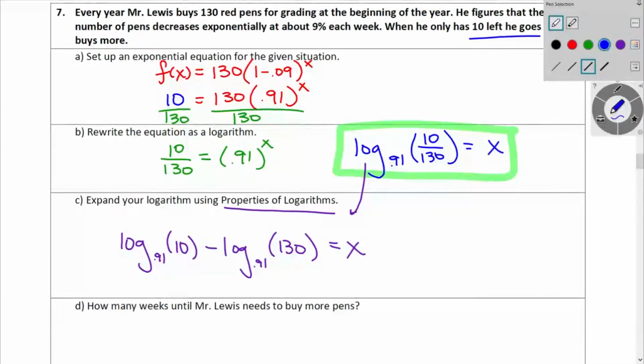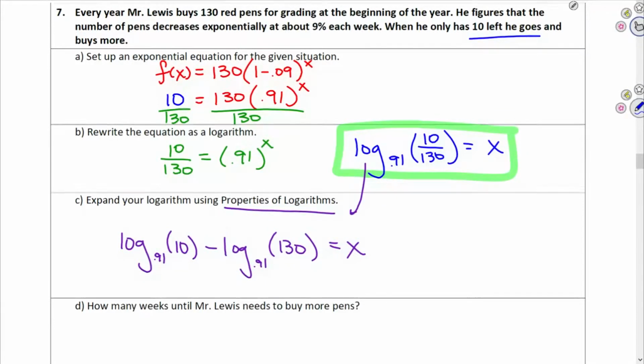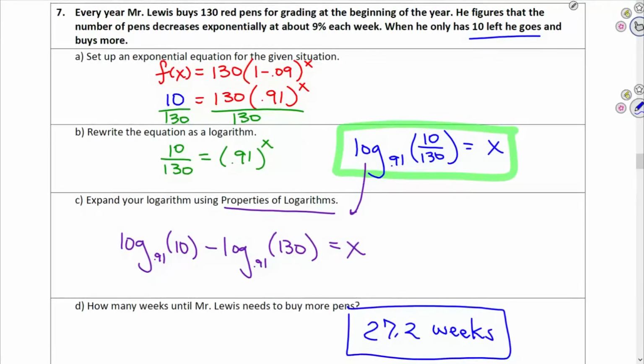Now when I plug this into my calculator, I'm going to plug in this one right here because it's easier for me. In my calculator, math alpha math, that's kind of a quick way to do it on the TI-84, you get 27.2 weeks. So according to this problem, after 27.2 weeks, I have 10 pens left, and I'm going to buy more pens.